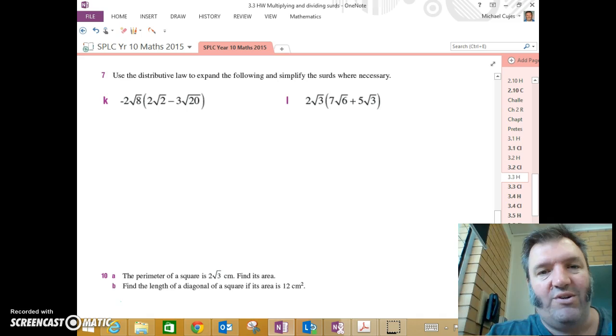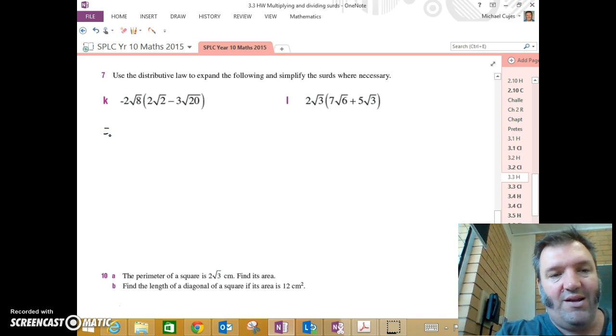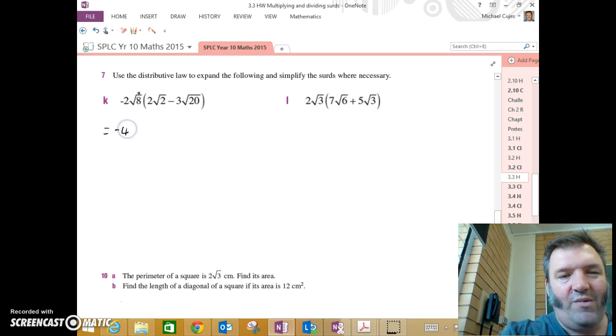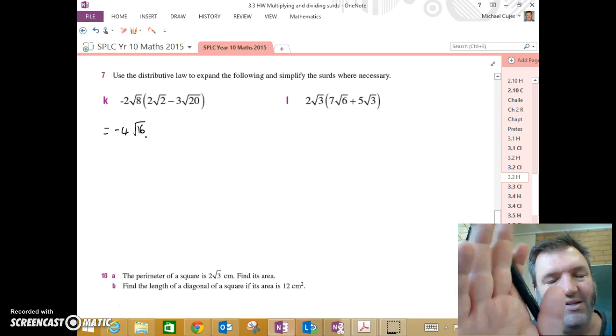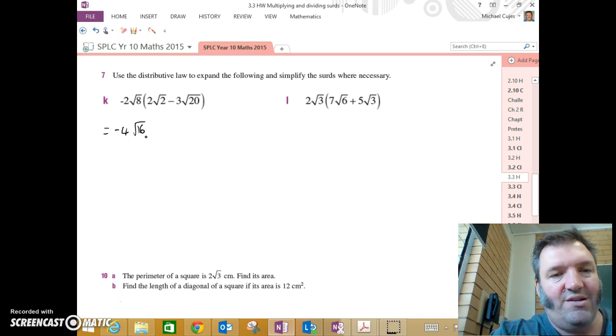Use the distributive law to expand the following and simplify the surds when necessary. All right, let's have a look at this first one. Negative 2 by 2. That's going to be negative 4. Root 8 by root 2. That's root 16. Some of you are already thinking that's 4. Why don't I just write 4? Well, you can do it in one step when you're doing yours. I want to show a bit more working just for the first few introductory examples.